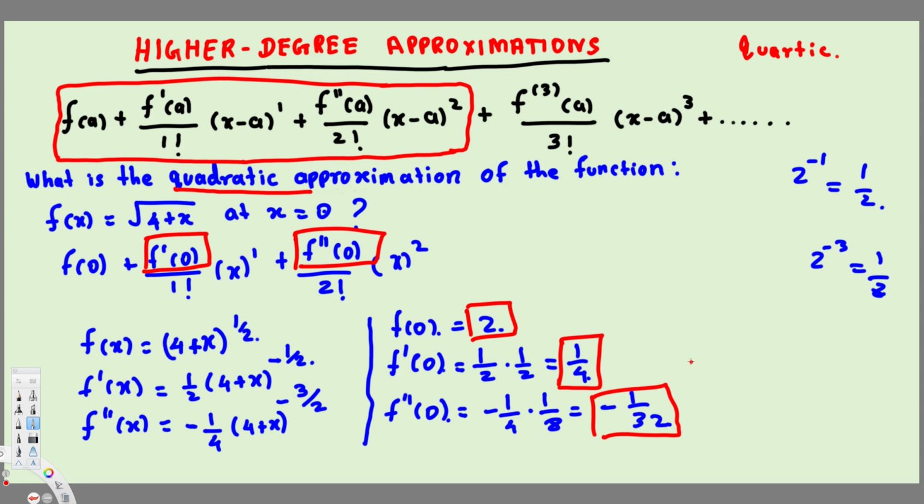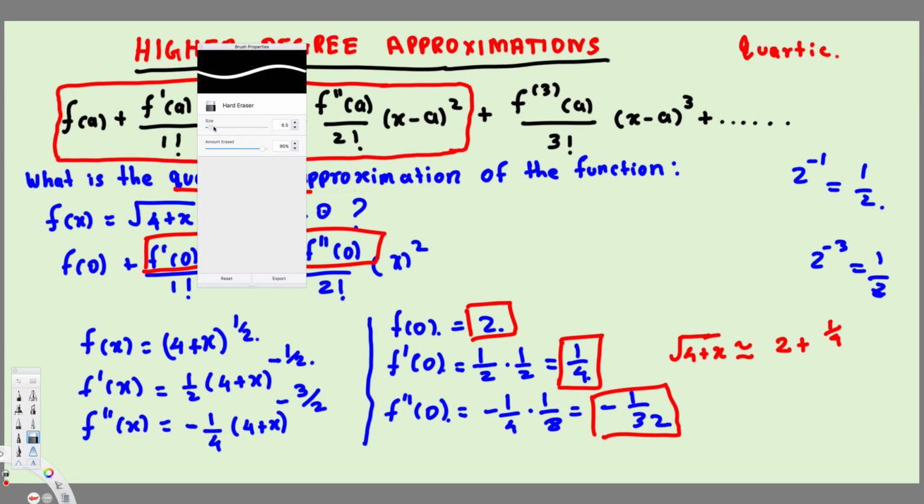So here the final answer is going to be: the second degree approximation of the square root of 4 plus x is approximately equal to 2 plus 1 over 4. 1 factorial is basically 1, so we don't have to worry about that. X power 1 is just going to be x. So we can write this as plus 1 over 4x.